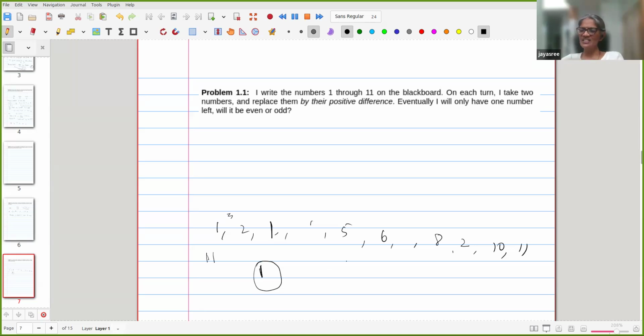Now, my question is, in whatever way you play, will you always get 0? Yes, ma'am. Then how will you prove that to me? You just can't say that in whatever way I play, I will get 0. Why would I believe you? Convince me that it will always be 0. Ma'am, because of parity. What is parity?